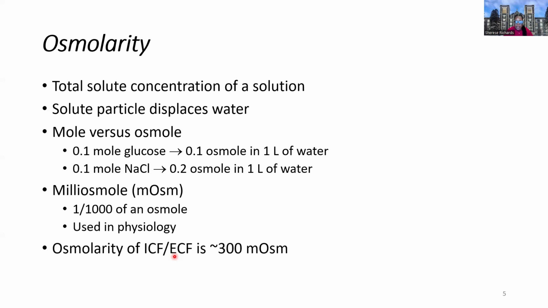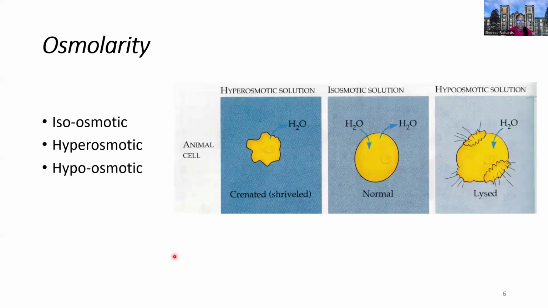So where we want to be, the set point that we are striving to be at in terms of the osmolarity of our fluid is 300 milliosmoles. Okay. Now, based on that, we can think about differing solutions. So a hyperosmotic solution versus an isoosmotic solution versus a hypoosmotic solution. So hyper, iso, and hypo. What does that mean? That means that we're having different osmolarities as compared to the cell or the fluid inside the cell. So in this scenario, we have an animal cell, which is like our cell.